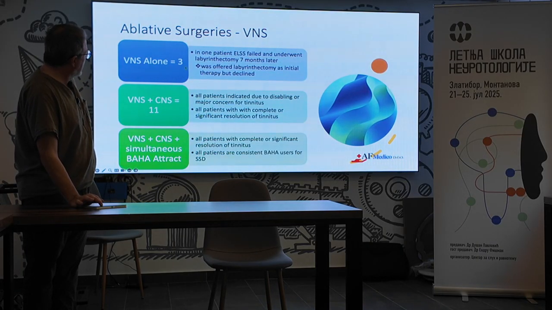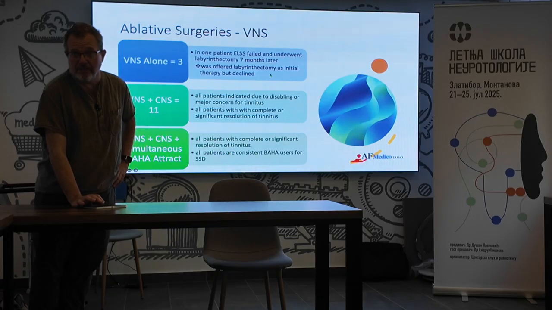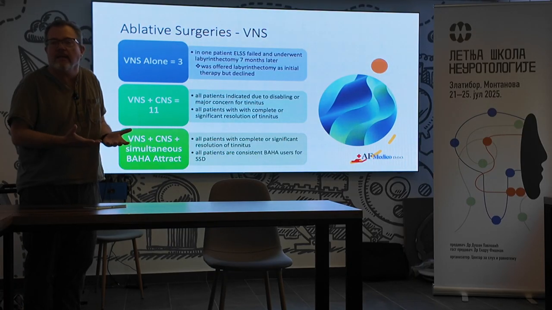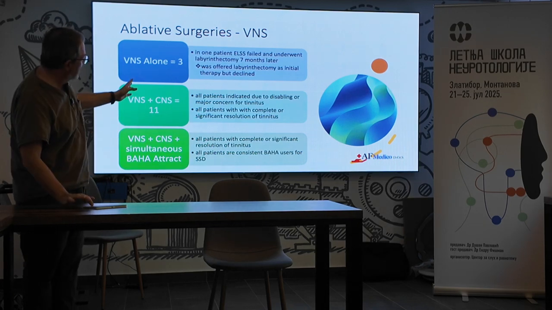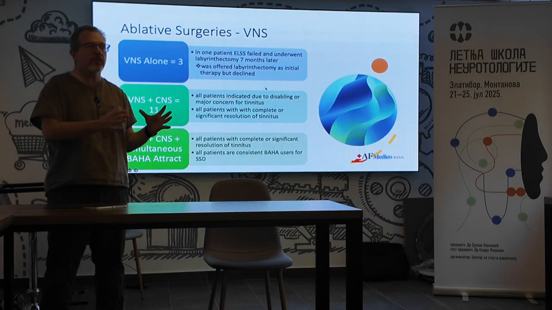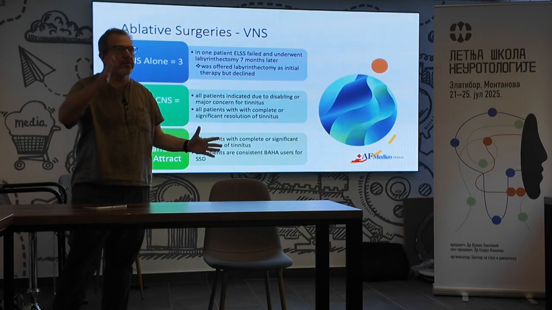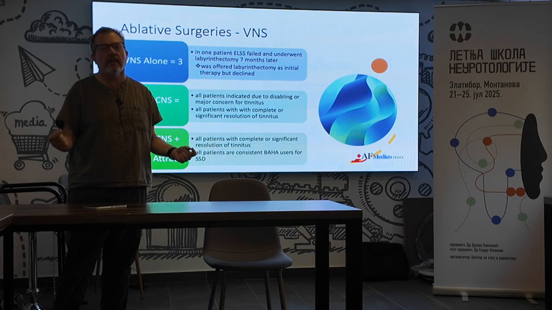So, vestibular nerve section alone, in one patient, the sac failed and underwent a labyrinthectomy 7 months later. But I offered the labyrinthectomy as the first line of therapy and the patient didn't want it. So it's okay. You know, they can try a sac, but usually this patient is going to be very similar to patients that fall into this category. A patient who has had 10 years of vertigo symptoms and Meniere's, very little is going to help them except ablative therapy.